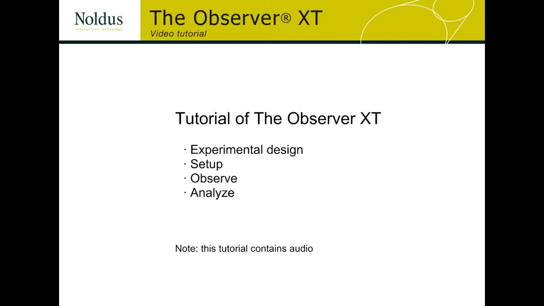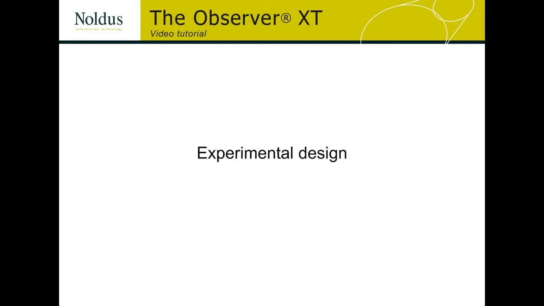This quick tour shows you the basic steps to design and carry out an experiment. Experimental design is about how to set up an observational study. In Setup, Observe and Analyze, you can see how an example study is carried out in the Observer XT. This chapter shows you how to design a coding scheme and identify, choose and determine the experimental conditions.